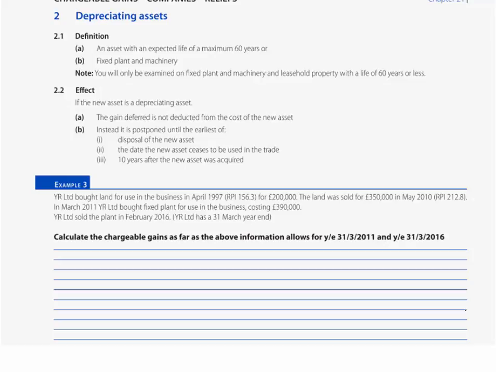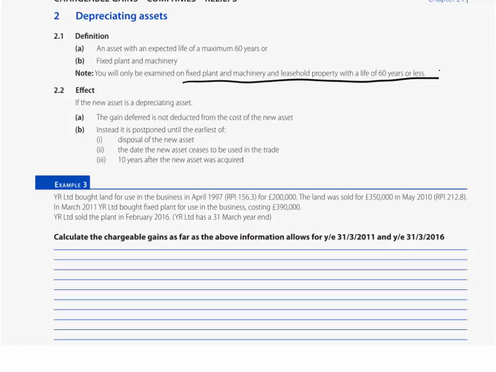First of all, of course, we need to recognise what are depreciating assets. As we've said, an asset with an expected life of a maximum 60 years. It says there all B, fixed plant and machinery. For the purposes of our syllabus, we will always assume that fixed plant and machinery has such a life, a maximum 60 years, which I think in reality is also true. The only other asset that we'd see made mention of here, fixed plant and machinery, and a leasehold property with a life of no more than 60 years. So either fixed plant and machinery or something like a 55-year, 45-year lease, anything there that's not more than 60.